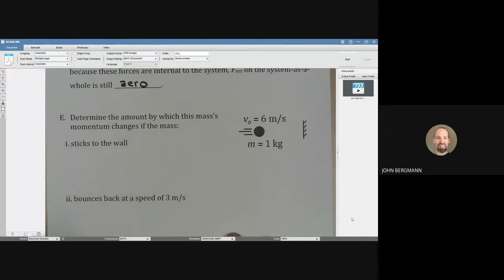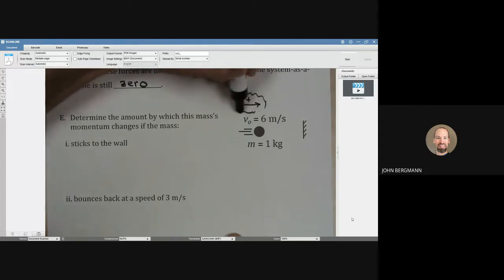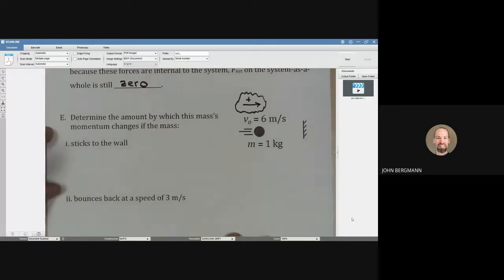Momentum is a vector, which means whenever we have things colliding, it's very useful to define a coordinate system in terms of which direction is positive and which direction is negative. I'm going to go ahead and say that to the right is positive. That might come up as we move ahead here.